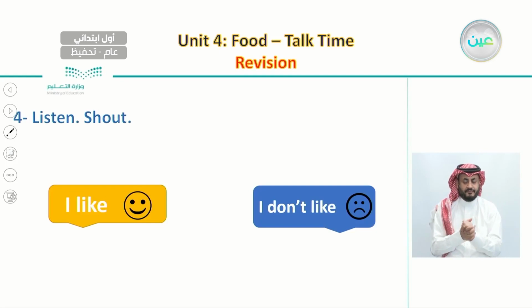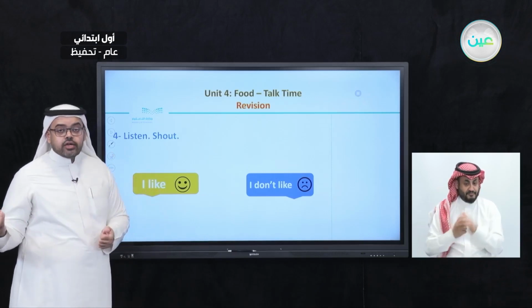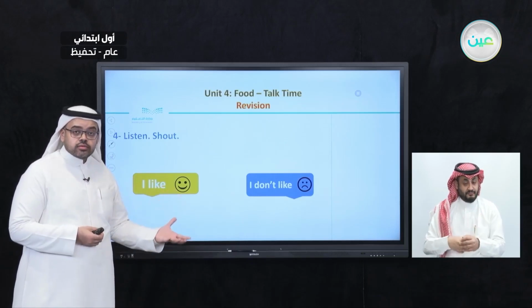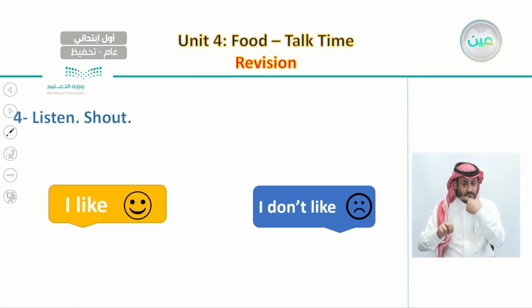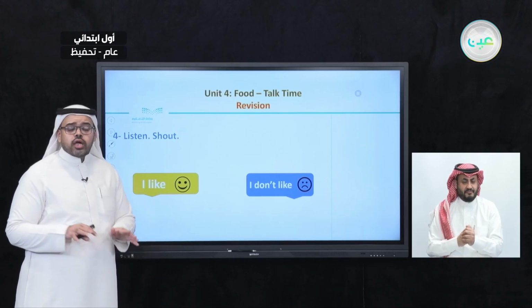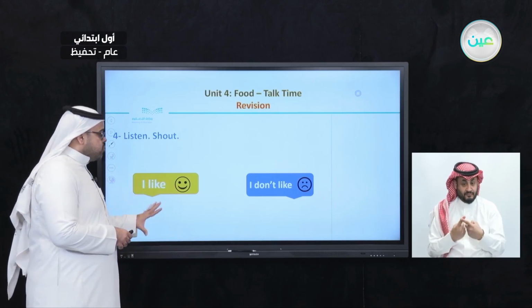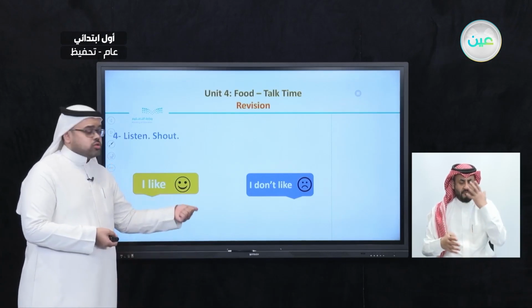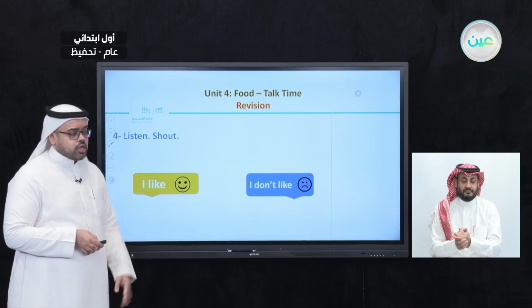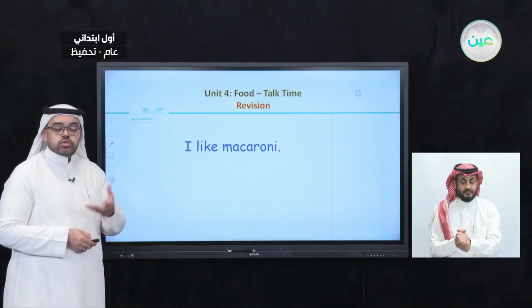It is important that when you say I like, you put a smile on your face. I like pizza. I like fruit. I like salad. And if you don't like something, you'll have a face like this. I don't like pizza. I don't like fruit. I don't like macaroni. So it is important that we know these phrases: I like when you love something, and I don't like when you don't like something. Here we showed a couple of examples of different foods and how to say like and don't like.